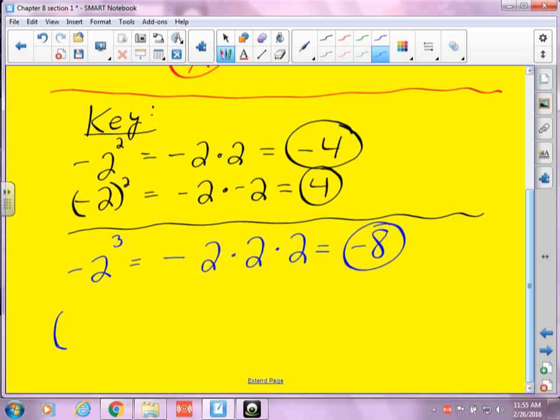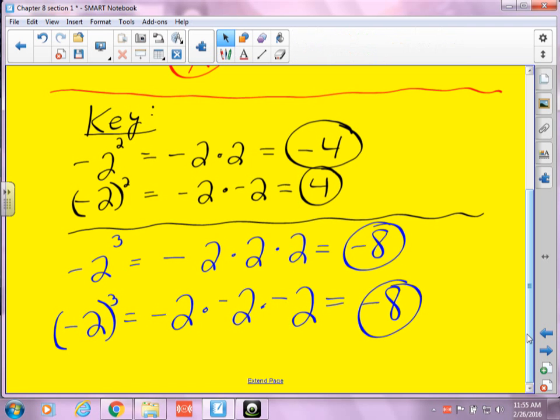If I have negative 2 in parentheses cubed, it's negative 2 times negative 2 times negative 2, and what's my answer? It's negative 8. You go, well, Mrs. Levick, the answer is the same. It is. But how you get there is different. Okay? So even though the answers are the same, you gotta be really careful with how you do things.